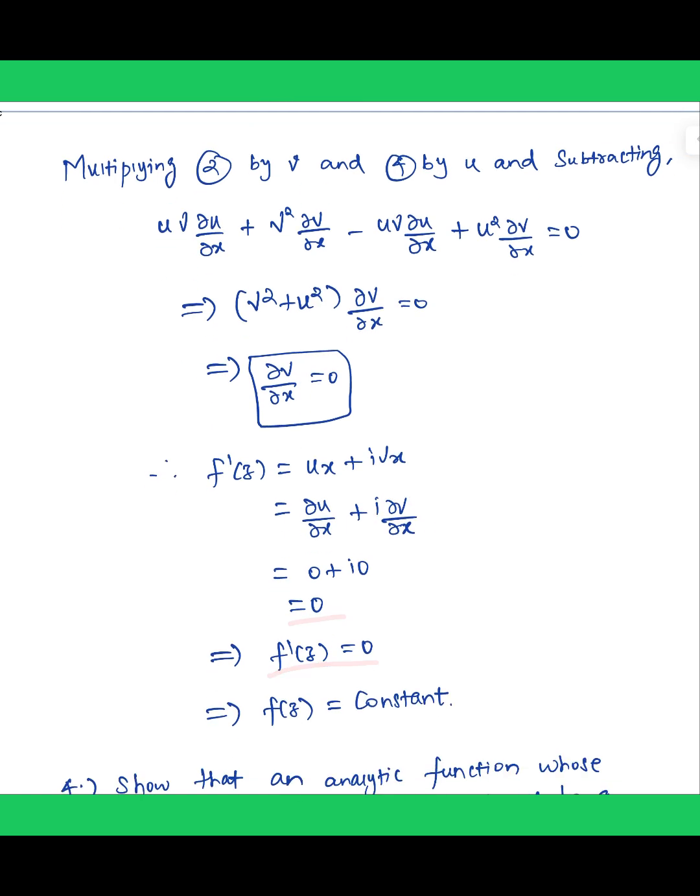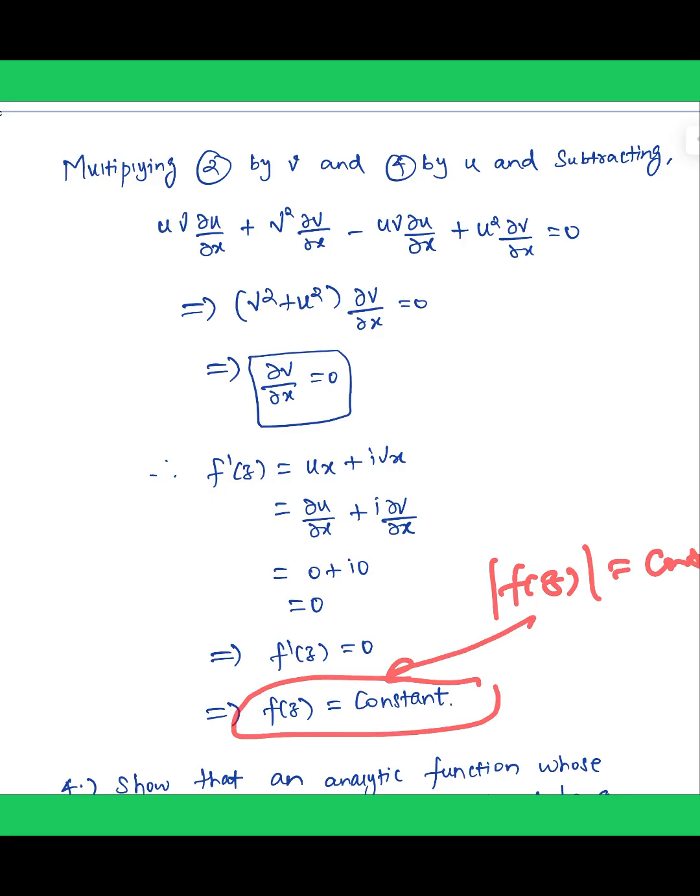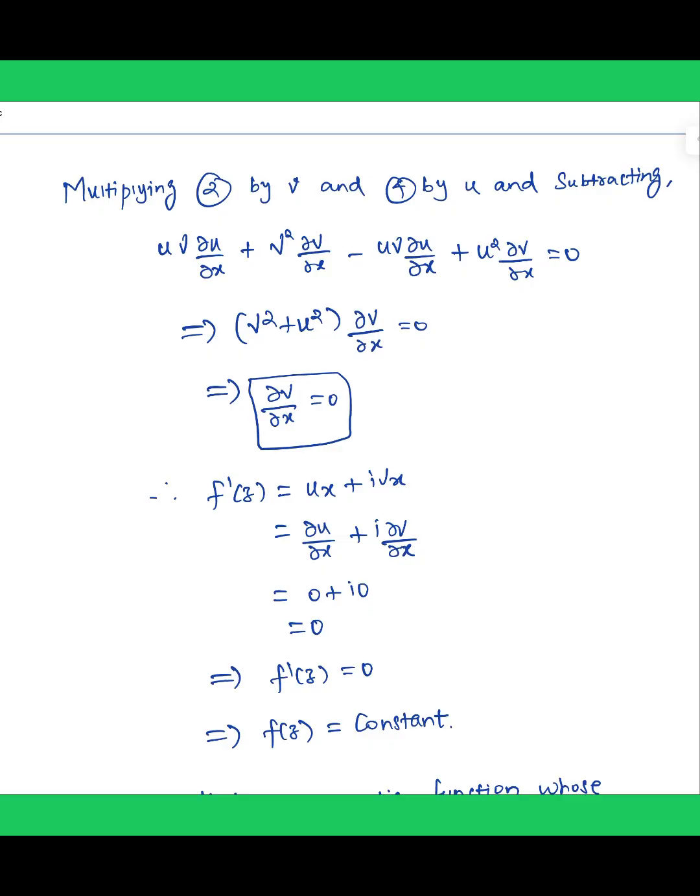That means, when you integrate on both sides, f(z) is a constant. So whenever the modulus of an analytic function is constant, we have proved that f(z) is also constant. So that is the proof. Thank you.